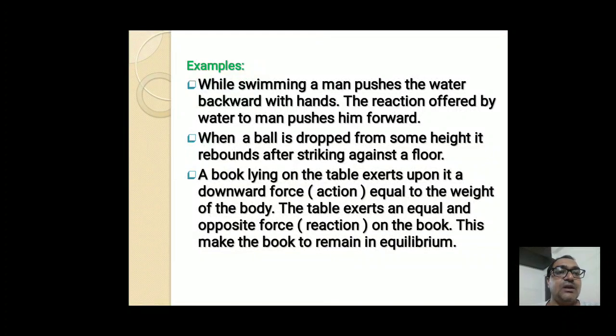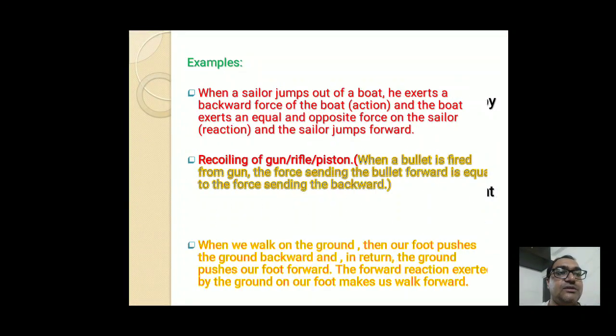Next example, a book lying on the table exerts upon it a downward force, that is called action, equal to the weight of the body, as well as the table exerts an equal and opposite force, that is called reaction, and that is applied on that particular book. These make the book remain in equilibrium. It means that the book does not move. So students, this is another example of Newton's third law of motion.